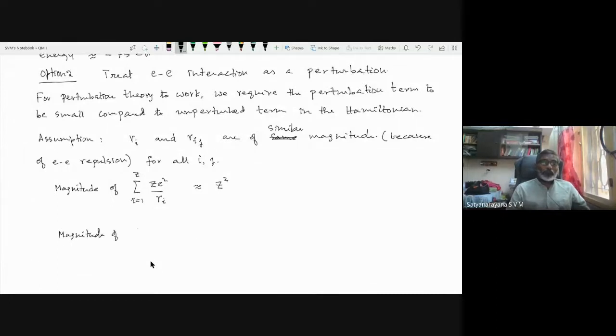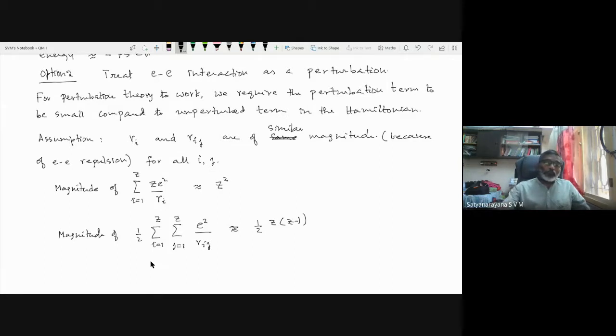this term. That is half sum over i equal to 1 to z, sum over j equal to 1 to z, e square by Rij. Now if you choose the first electron as i equal to 1, the second electron can be 2 to z. And if the first electron is 2, then the second electron is 1 to z other than 2, and so on. So this will be half of z into z minus 1.